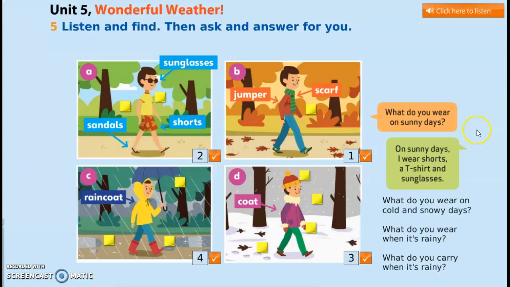So, here we have some examples of things that you can say. One question might be, what do you wear on sunny days? Remember that we use the preposition on when we speak of days. And then you need to give a full answer when they ask you, because you will have to change roles after you ask the question. So the answer will be full. On sunny days, I wear shorts, a t-shirt, and sunglasses.